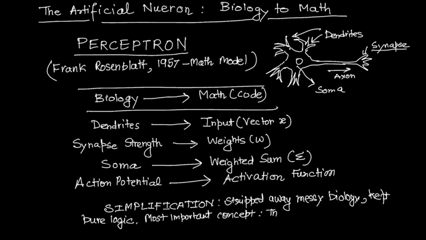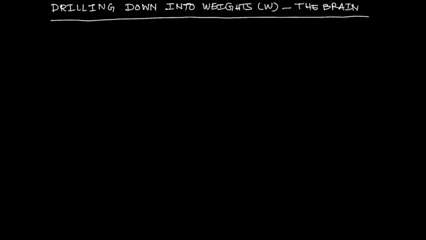But how does this math actually make a decision? How does it think? That brings us to the most important concept in all of neural networks, the weights. Let's really drill down on the weights, or W. When people talk about training a model or downloading a model, what they are actually talking about is a giant file full of weights. The weights are the brain.